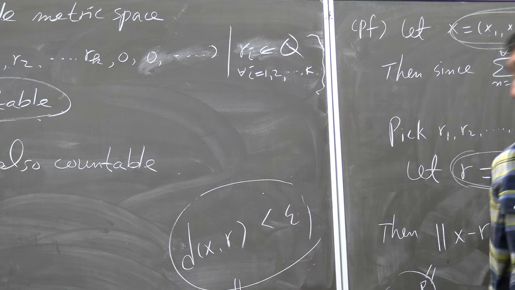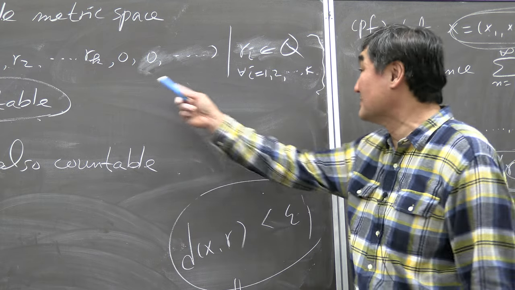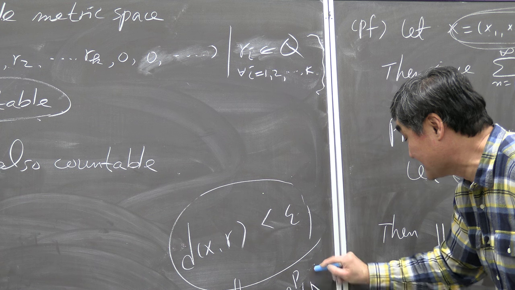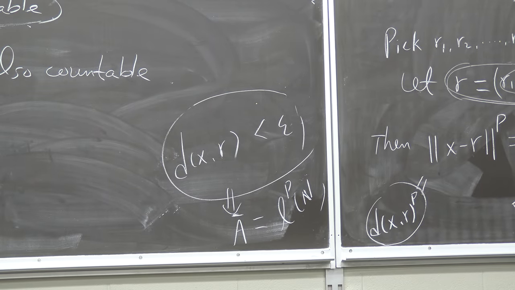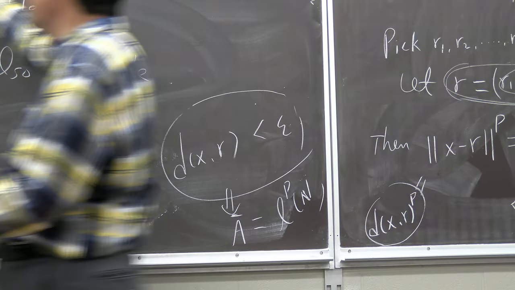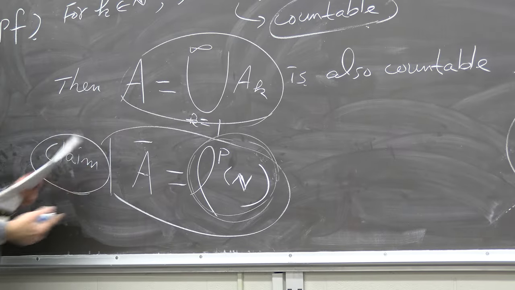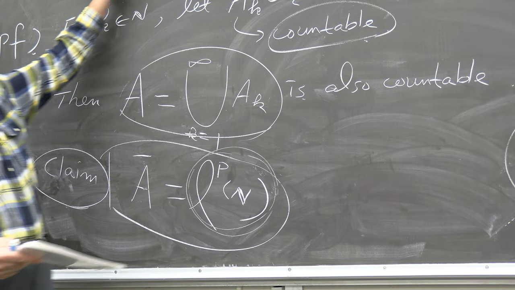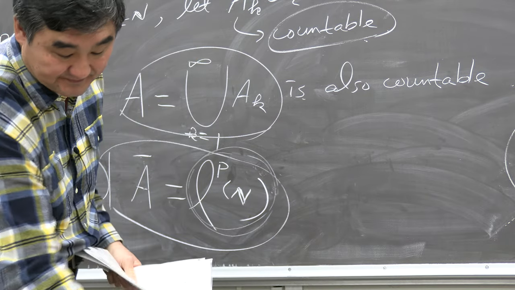So there is no other choice. The closure of that countable set A must cover the whole LP space. That's what we must conclude. So this LP space, this metric space, has this countable dense subset, right? So this metric space is a nice separable metric space, we must conclude.